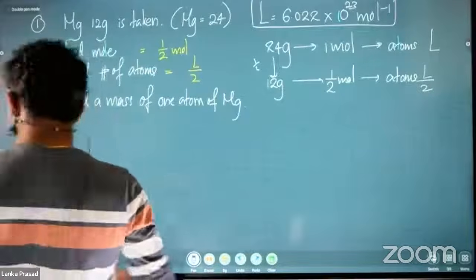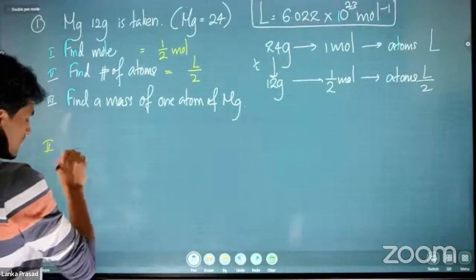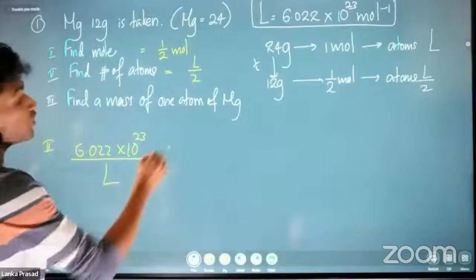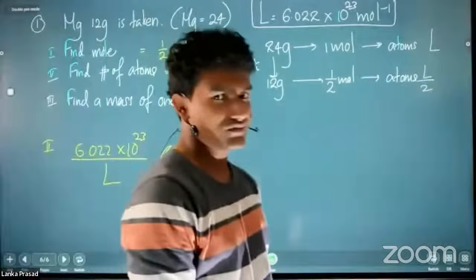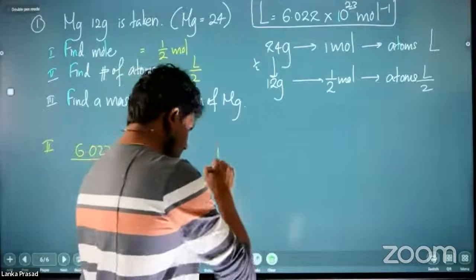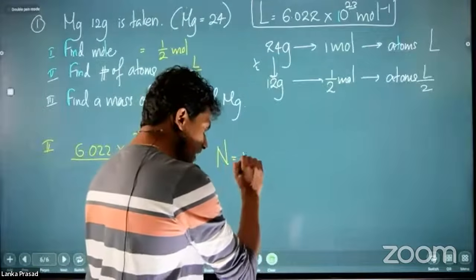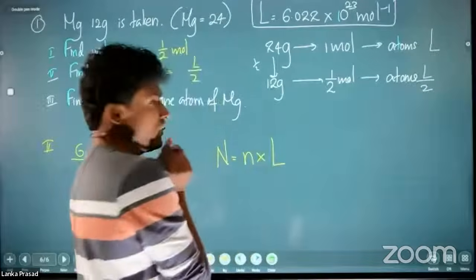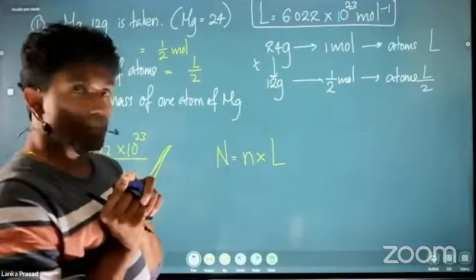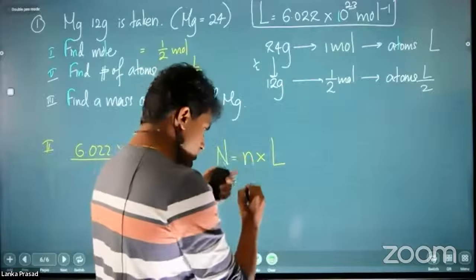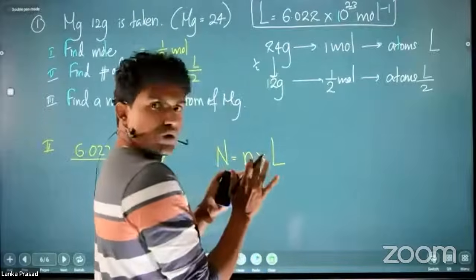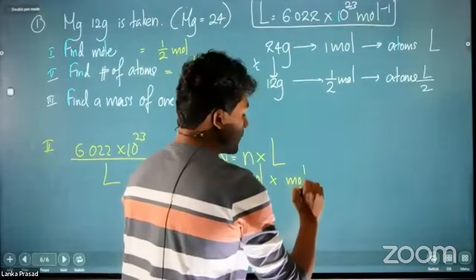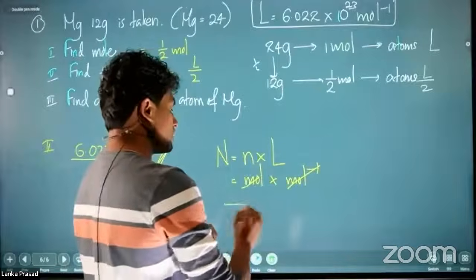Actually, you can't leave it as L divided by 2. You have to write down the value: 6.02 times 10 to the power 23 divided by 2, with no units. Why and how? Look at it. Atoms or molecules are given by the equation N equals n times L. N means number of atoms or number of molecules, n means moles. The unit of moles is mole. The unit of Avogadro constant is per mole. Then mole per mole is gone, so no units.